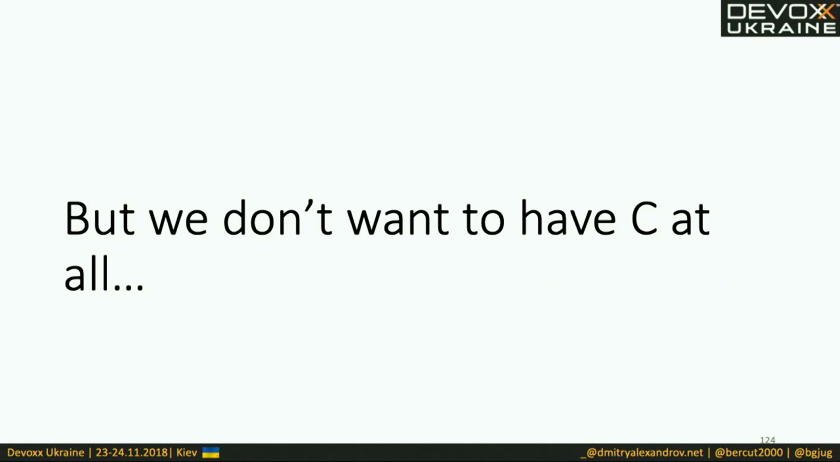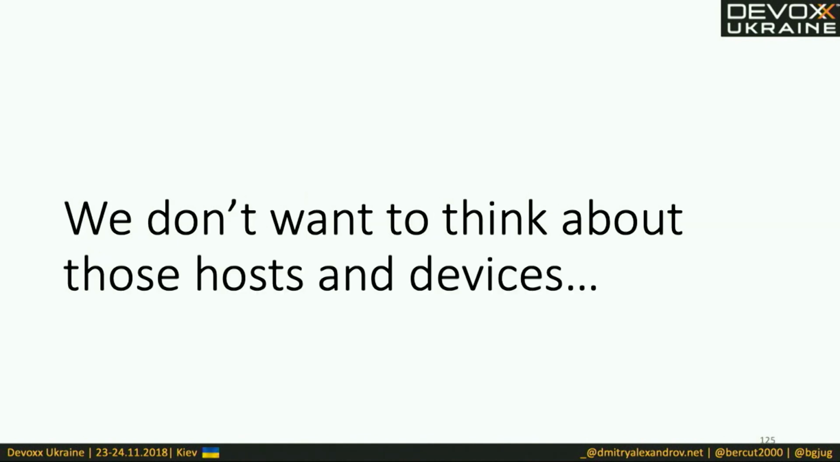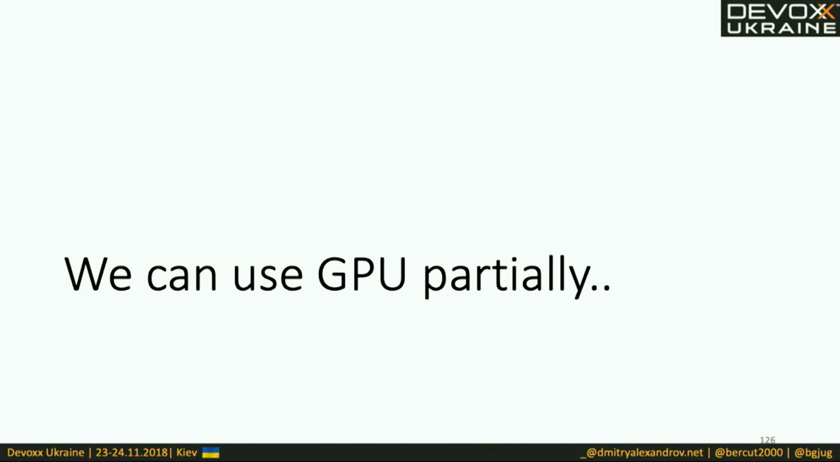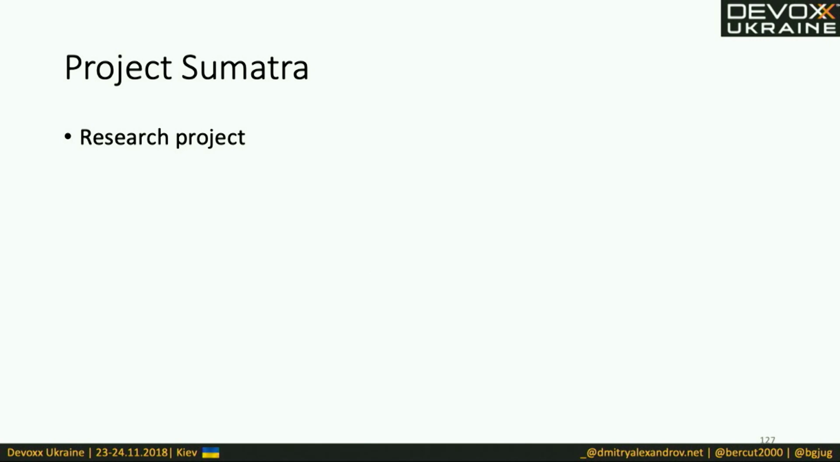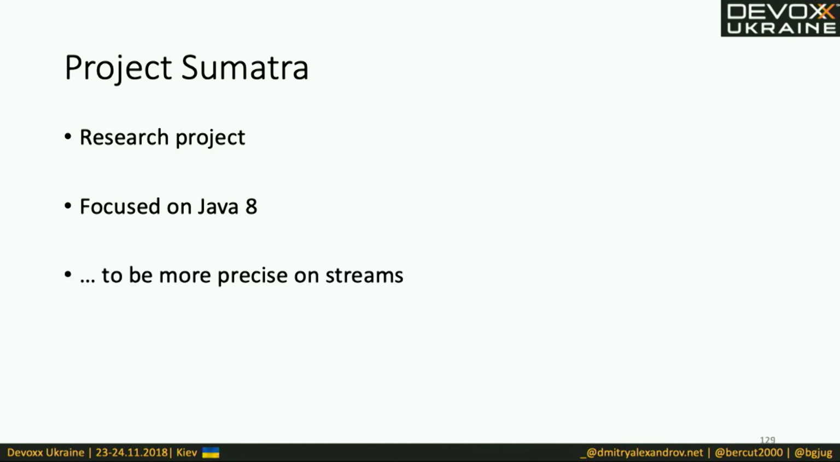But okay, most of you probably don't want to dive into these details. We don't want to think about these host devices. We only want to offload the data. Can we use the GPU partially? We don't need it everywhere. Yes, you do, or at least you could. And this is called Project Sumatra. That was a special JVM project where you can actually offload some of the stream processing.